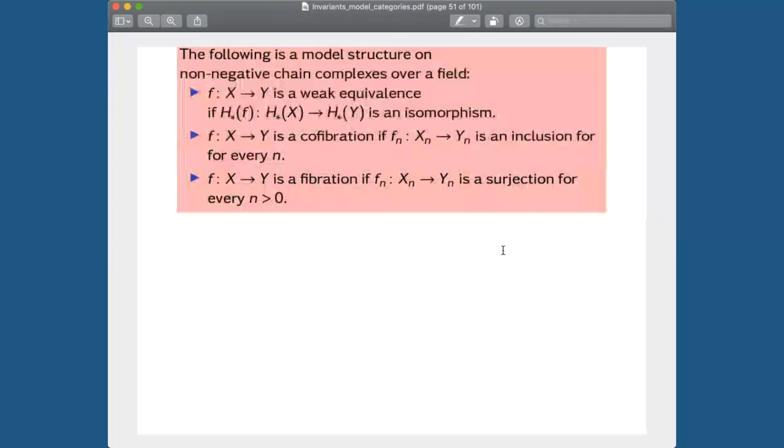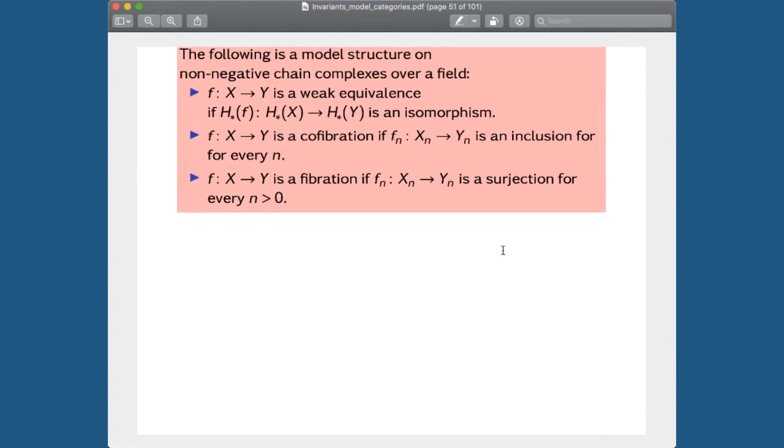It's not too complicated if you assume the coefficients are a field. The same is actually true over any ring, for those people who care. That's a little more involved, but in general it's not.